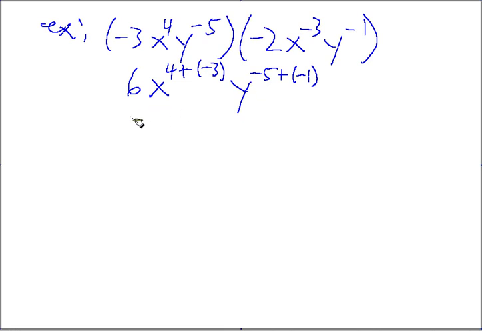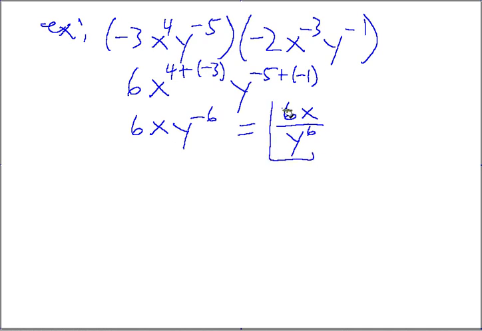Let's simplify that. So that's going to be 6x to the first power, 4 minus 3 essentially. That's x to the first power. I'll leave off the 1 here. And y to the what? Negative 6. So what gets bumped down here, if you will? Well, the y gets bumped down because it has a negative exponent. The 6x stays on top. So the final answer will be 6x on top, y to the 6 on the bottom. Again, always write your final answer without any negative exponents as I'm doing here. So convert all negative exponents to what? Positive exponents in your final answer.